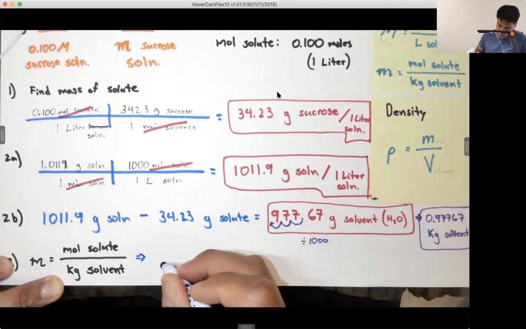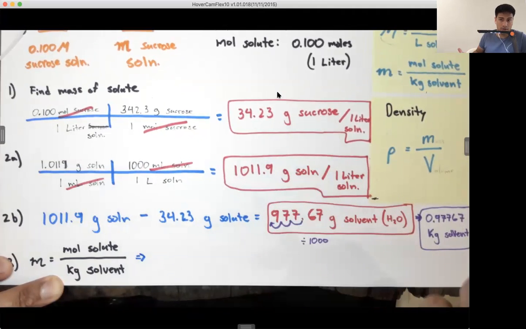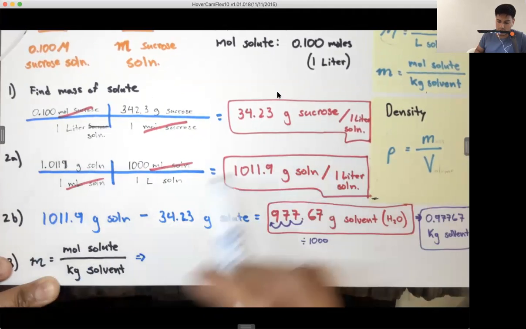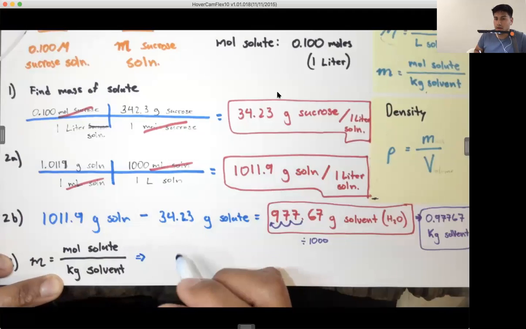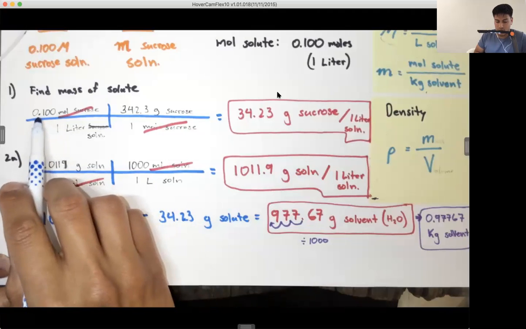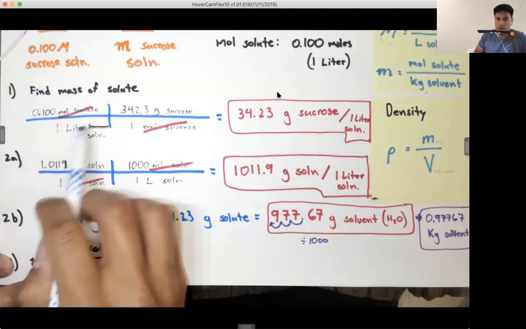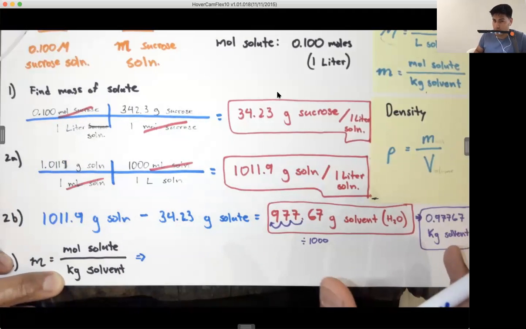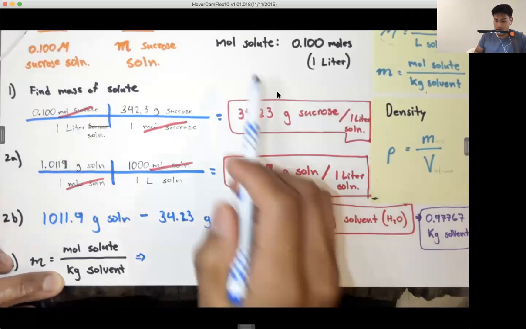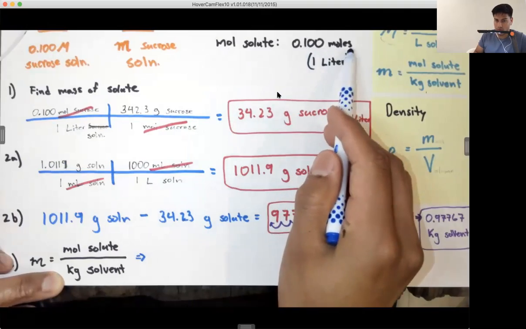Moles of sucrose. 3, 4, 23, that's my grams of sucrose. To find the grams of sucrose, I needed to know my moles of sucrose. So what do we start with to find this? Right here, 0.100 moles of sucrose. How did we figure this out? Not by using the periodic table. It was actually given to us, right, in the very beginning: moles of solute, 0.100 moles.